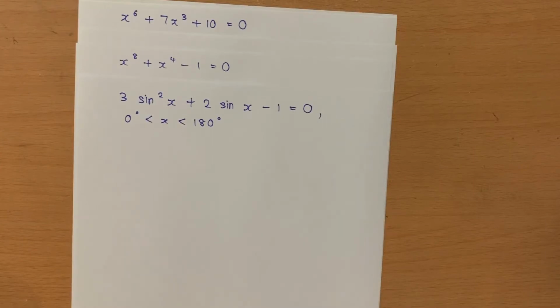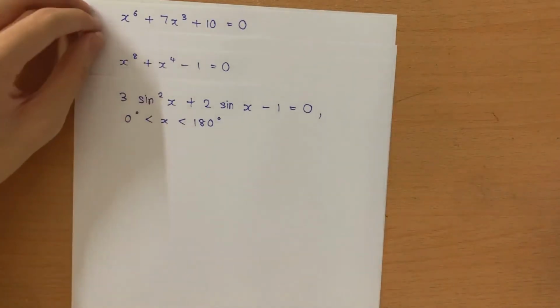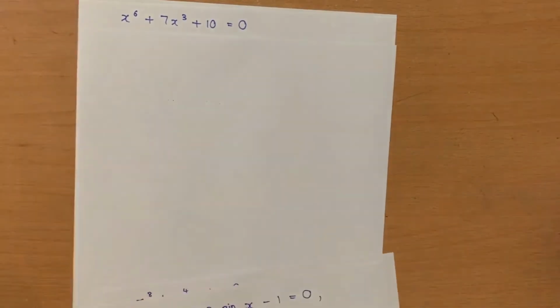But actually, if you look closely enough, it is connected to quadratic equations, and we just need some sort of manipulation around the variables to make it a quadratic equation that we are familiar with. So let's start off with this first example here. x to the power 6 plus 7x cubed plus 10 is equal to 0.